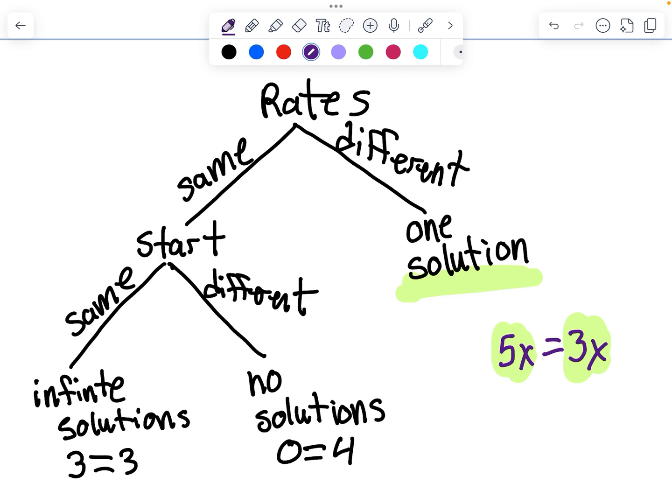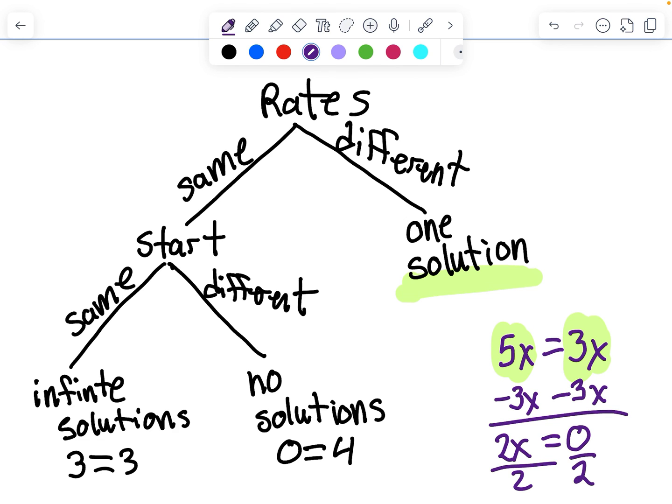So if I were to solve for it, I'm going to subtract 3x from both sides. 5x minus 3x gives me 2x. 3x minus 3x gets me 0. And when I actually then divide by 2, x is going to equal 0. I have a value for x. x is 0. That is the solution to this problem.